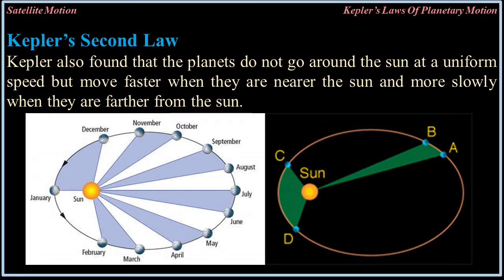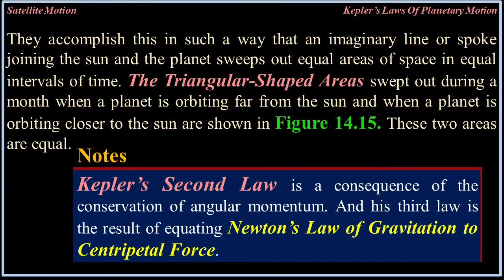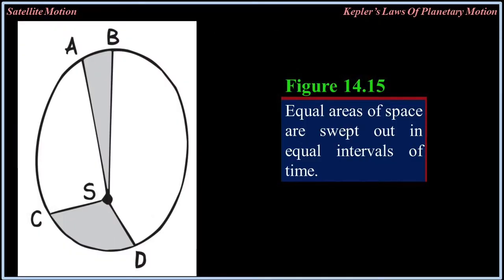Kepler's second law. Kepler also found that the planets do not go around the sun at a uniform speed, but move faster when they are near the sun and more slowly when they are farther from the sun. They accomplished this in such a way that an imaginary line or spoke joining the sun and the planet sweeps out equal areas of space in equal intervals of time.